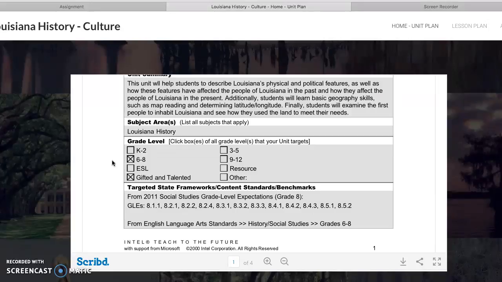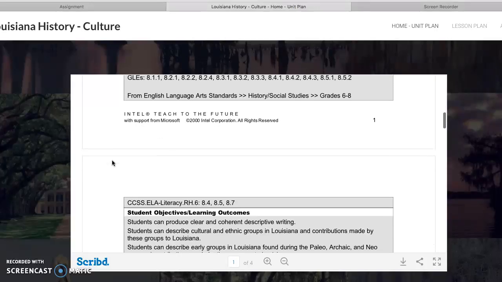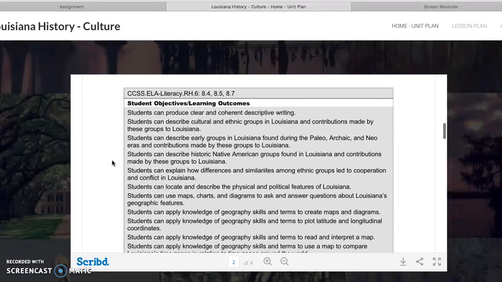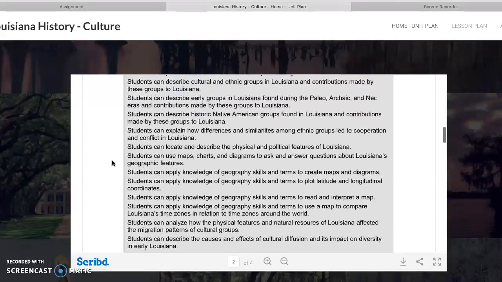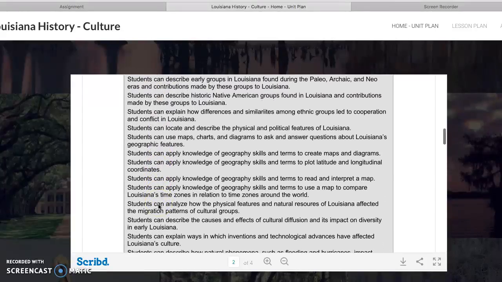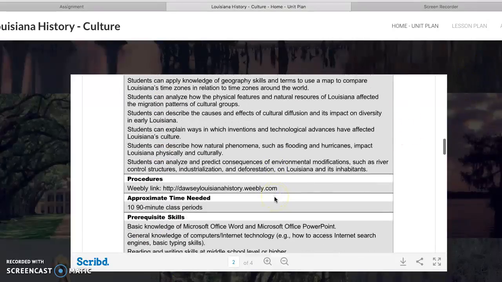So my grade level, I teach grade 8, like I said, gifted and talented. I have the CCSS standards up for history social studies, but we really don't use those as much as we use the Louisiana GLEs. So I put the Louisiana GLEs right here, and you can see there are a whole bunch, but I put my main objectives, which you'll see in my lesson plan.